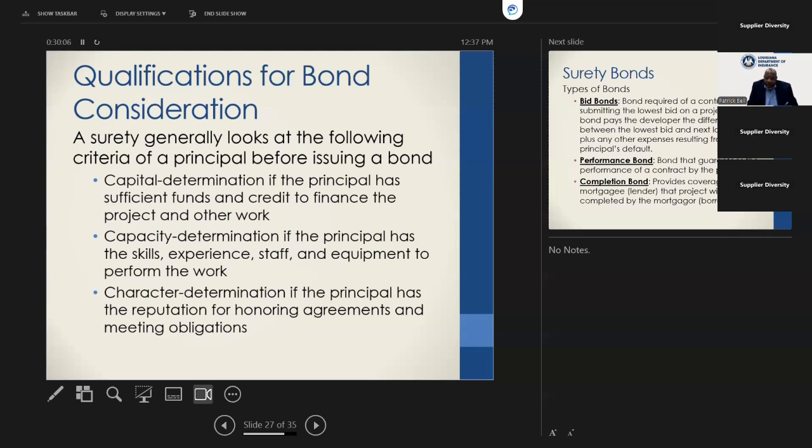And then finally, character, determination if the principal has the reputation for honoring agreements and meeting obligations. Have you completed jobs in the past? Have you completed them on time? Have you completed them correctly? They're going to look at your character as far as whether or not you've been able to complete work that you've been contracted to perform.